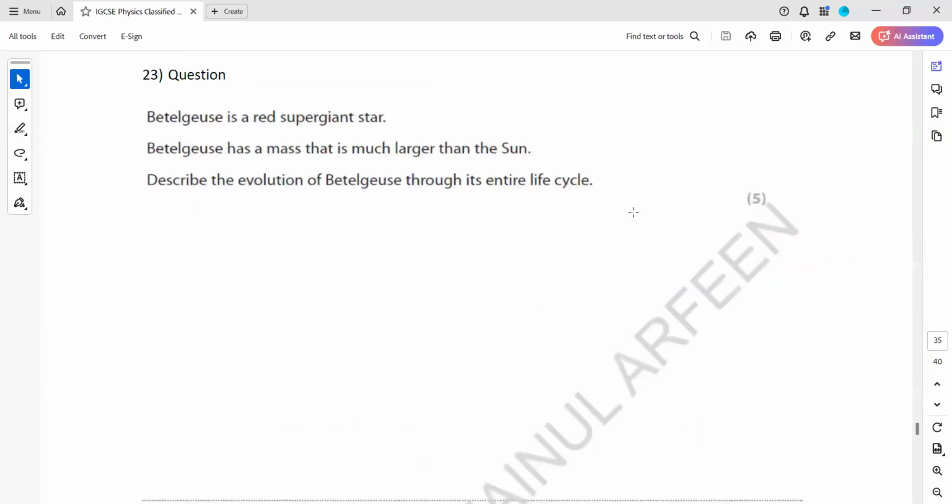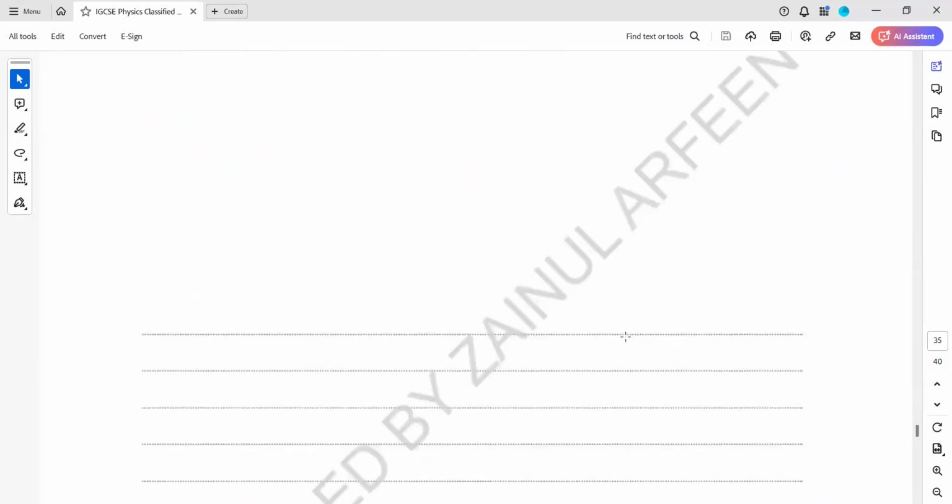Then we have a red giant, which has a mass much greater than the Sun. Describe the evolution, the entire life cycle. So how will it evolve? First it will be a protostar with a high mass, then main sequence, then black hole. And mention the radiation pressure and the rate of fusion which happen.